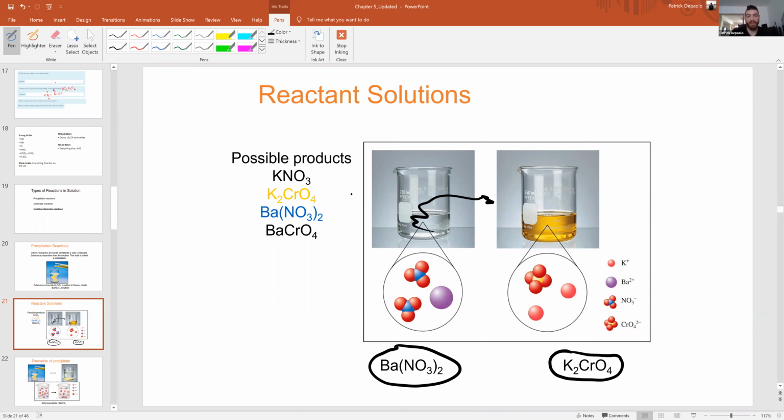We start out with barium nitrate and potassium chromate. The idea is that in an ionic solution, soluble ions will just float around as ions in the solution. That's how they dissolve. If one of the combinations creates an insoluble compound based on our solubility rules, it will form the precipitate, and everything else will be by itself as ions. So here's what we're talking about.